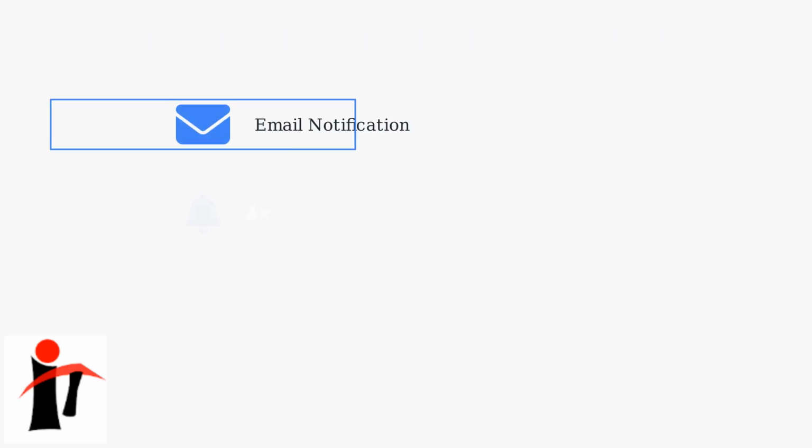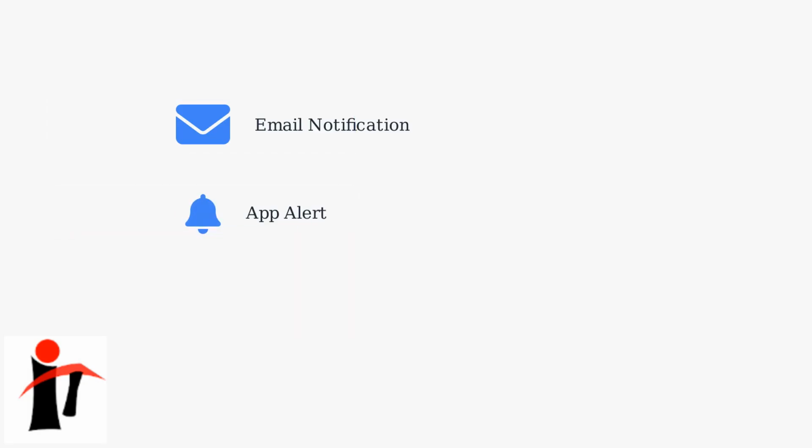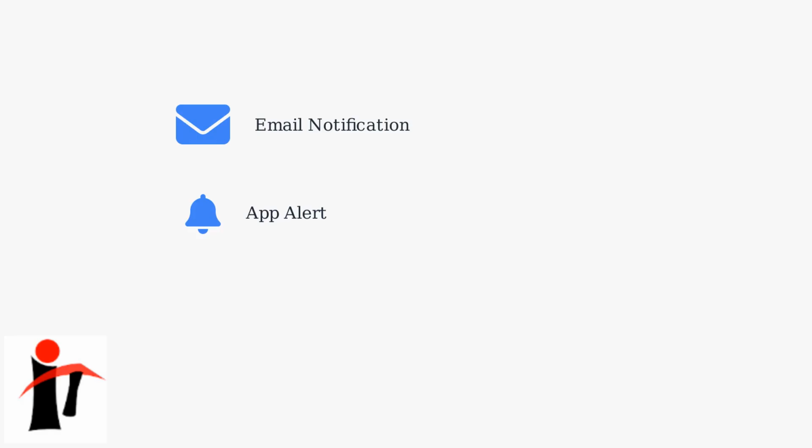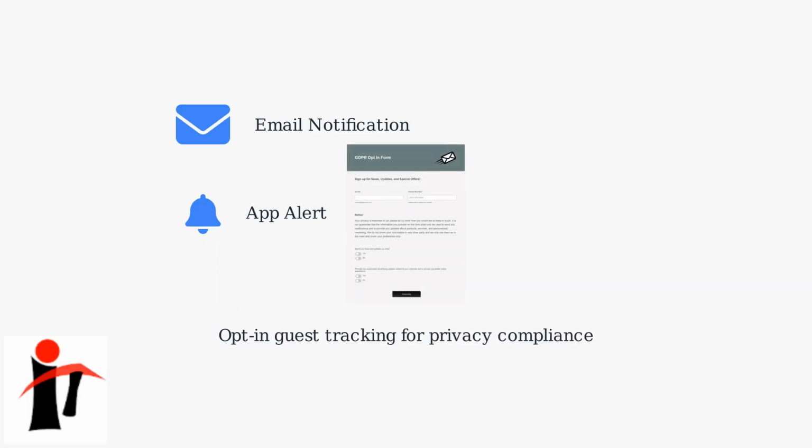Notifications are typically sent within minutes via email from calendar notification at google.com and through app alerts. The removed guest receives a specific message indicating they've been removed from the event. Other attendees receive an update summarizing the changes. You can customize notification settings for events and all-day events in the configuration panel. Google has improved privacy controls, such as opt-in guest tracking, to comply with EU GDPR and similar regulations.